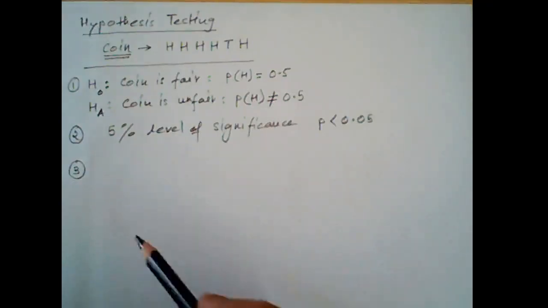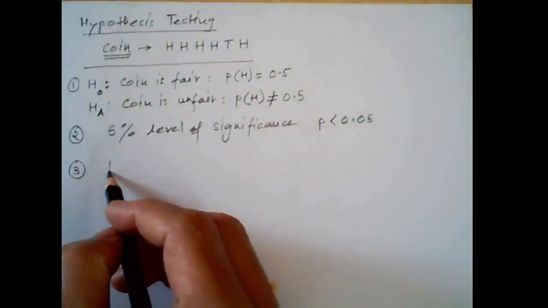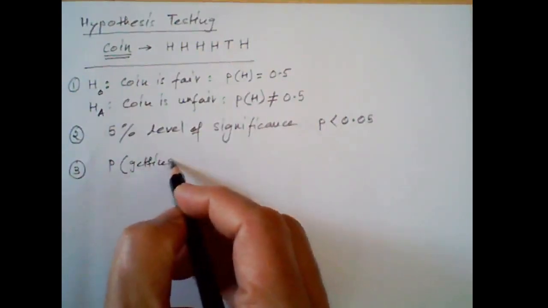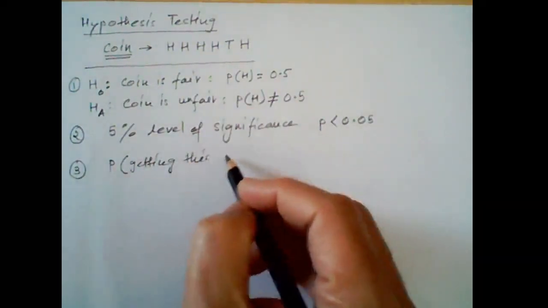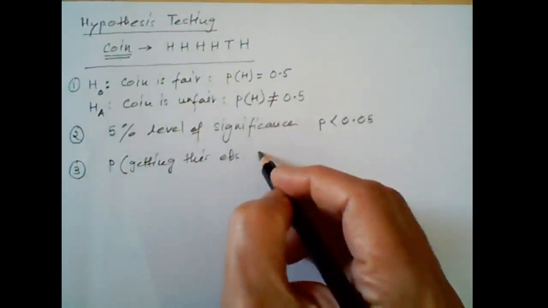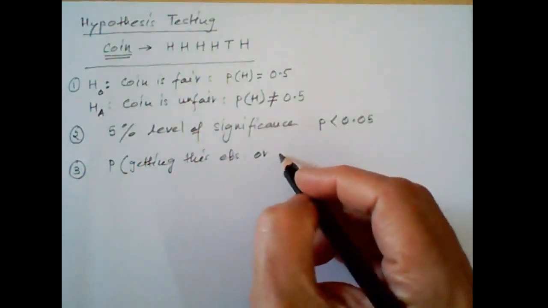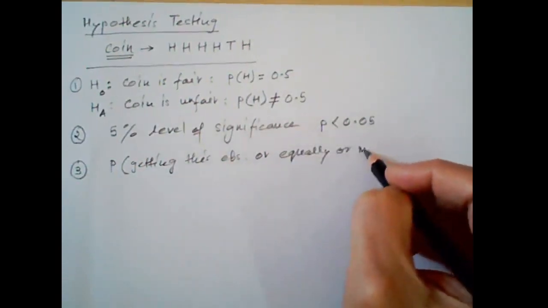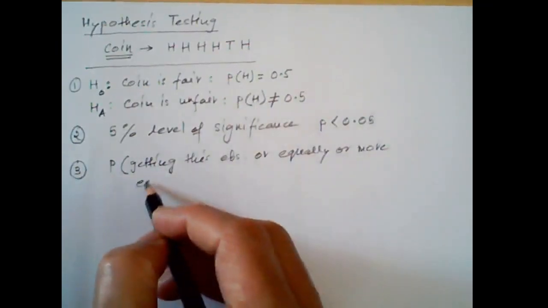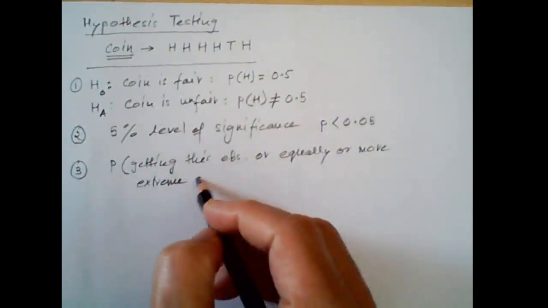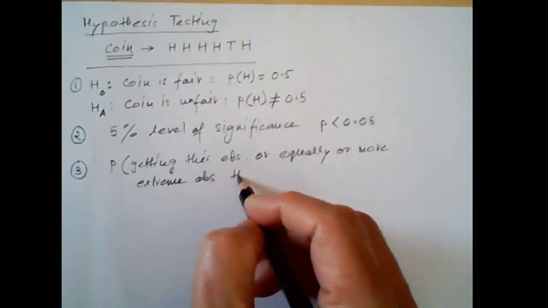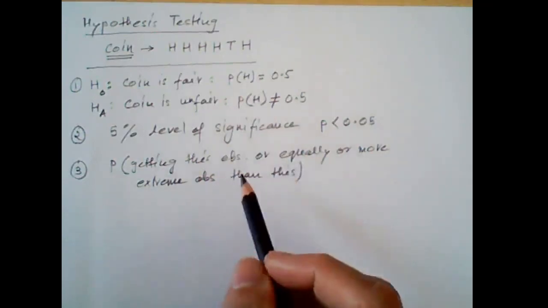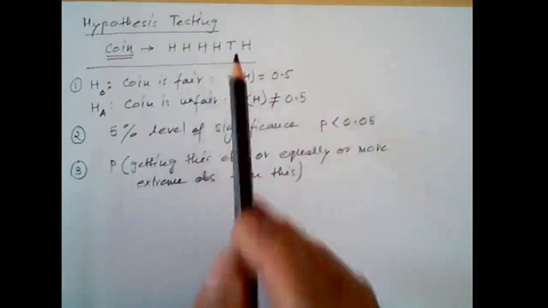And then ask the question: what is the probability of getting this observation, or an equally or more extreme observation than this? This meaning the one that you have got as of now.